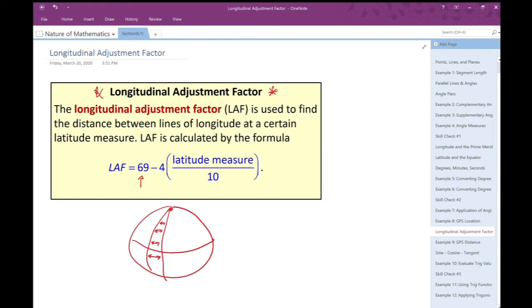So 69 is the base number that we deal with, and we lose about 4 miles for every degree in latitude measure. So this is the formula that they've come up with, and this is approximate. It's not precise. You would need trigonometry to get the precise. They've given us this formula to give us an approximate value so we can approximate distances on the globe.